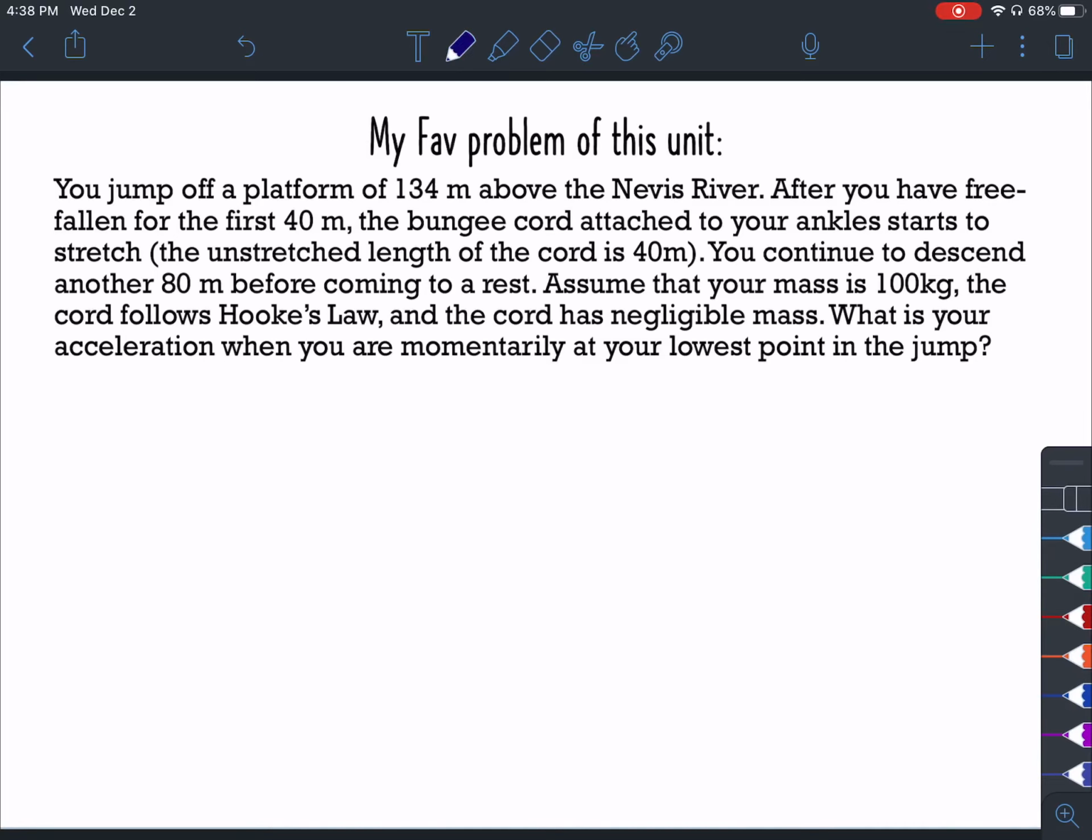All right, hey, so in this one, we are going to go over, as I've been labeled, my favorite problem of this unit. This is a problem of a person bungee jumping and finding what is their acceleration at the bottom of the jump.